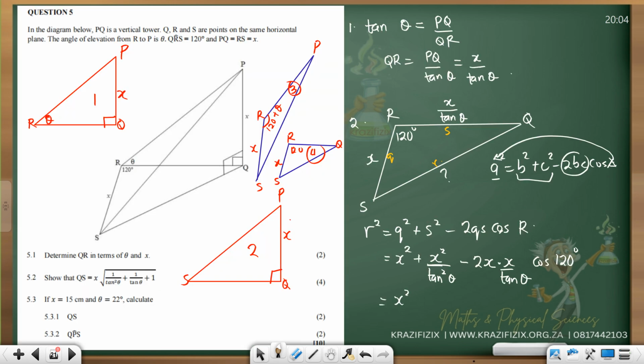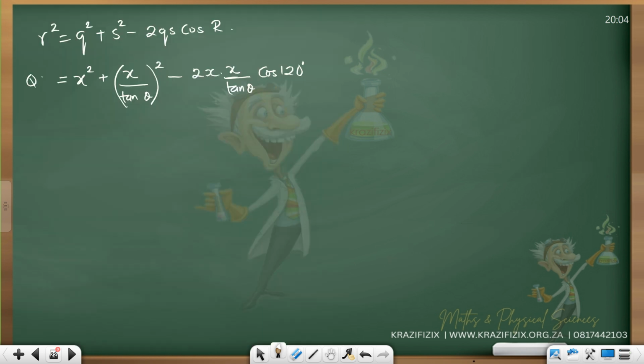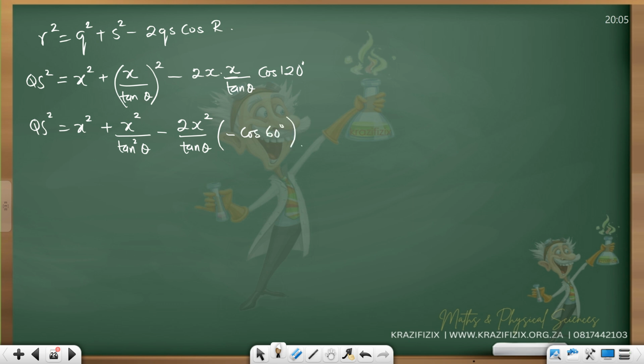What is r, by the way? R squared is what we are looking for. Okay. Algebra. X squared, tan squared theta, x times x squared. Now what is cos 120? Before you do cos 120, please change it into small angles. That is what? Negative cos 60. Reduce. There's a mark for that. All right. What do we have?